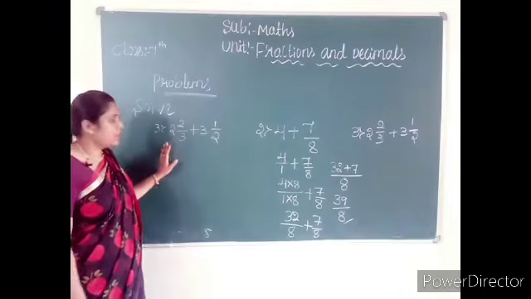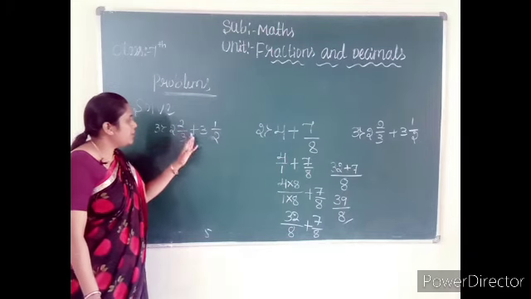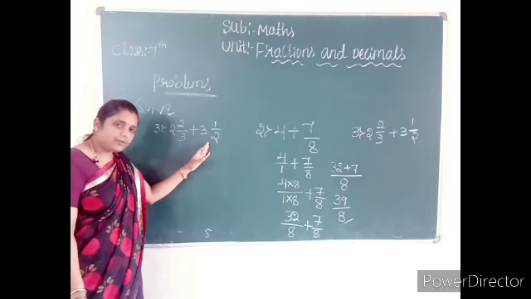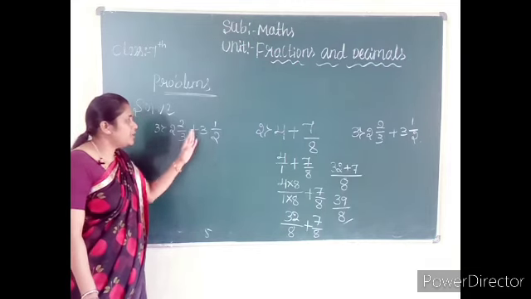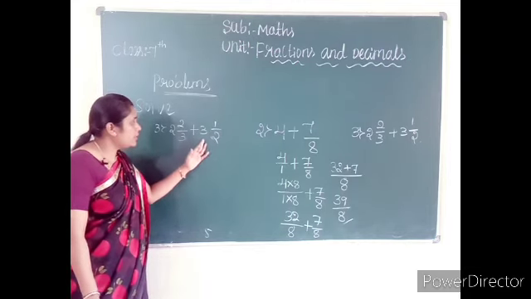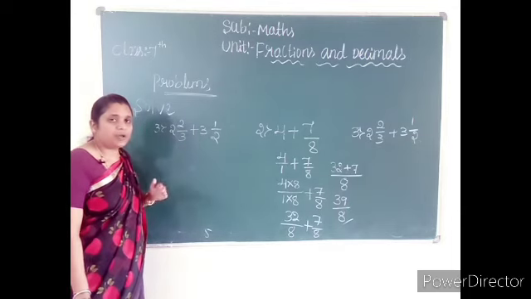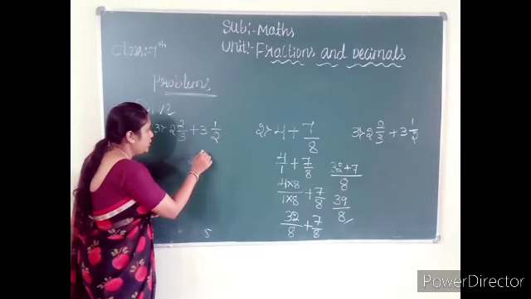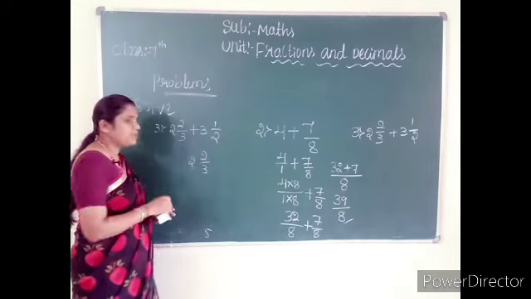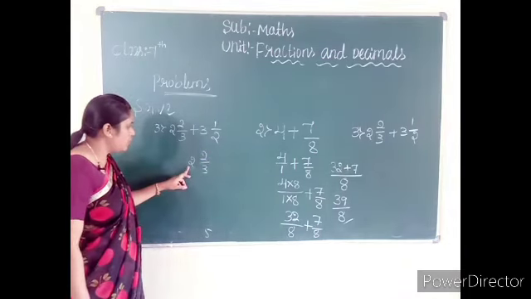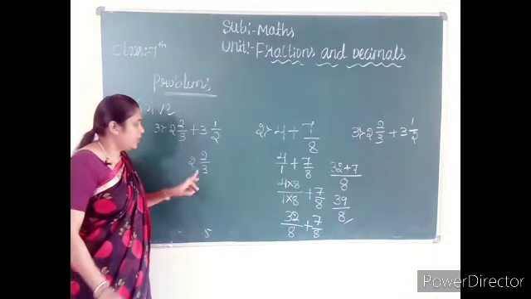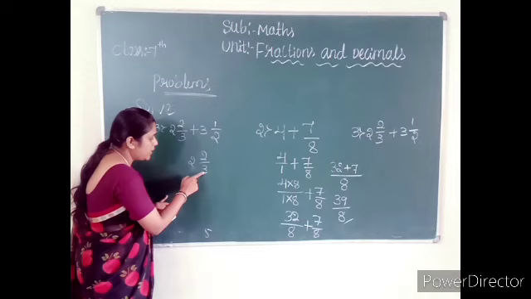Students, the problem is 2 into 2 by 3 plus 3 into 1 by 2. So these are mixed fractions. So we can simplify this problem. First we convert the mixed fraction into an improper fraction. So how do we convert? Look here, 2 into 2 by 3. So what is a mixed fraction? The combination of a whole number and a proper fraction is called a mixed fraction. Look here, so 2 3s are 6.